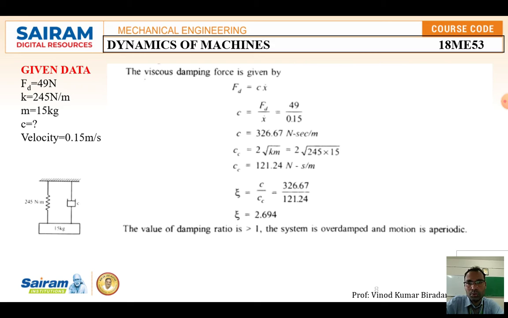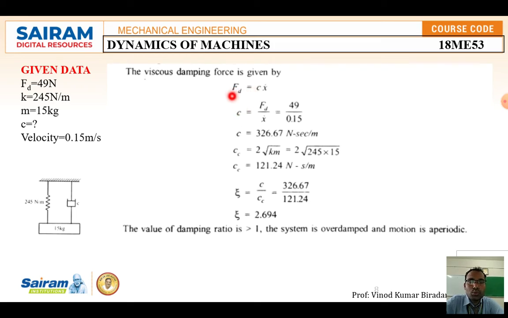We know that viscous damping is nothing but the energy loss that takes place in a viscous, that is liquid, medium. The reduction of amplitude in a viscous medium is called viscous damping. So the viscous damping force is given by Fd is equal to c into x dot, that is the damper into velocity. This formula you have to remember. Damped force in viscous damped vibration is equal to c into x dot.